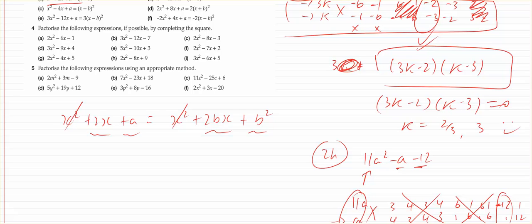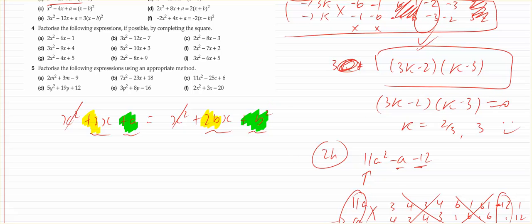I can compare apples of apples, oranges of oranges. So we've got an x squared term, and we've got a constant term. So we can compare the coefficients of the x term and the constant term together. Okay, so we can say they're equal.